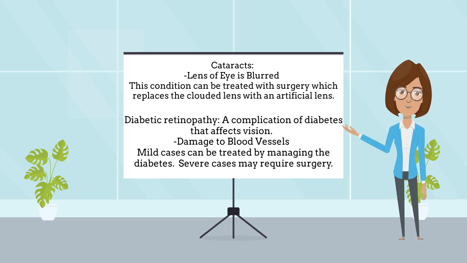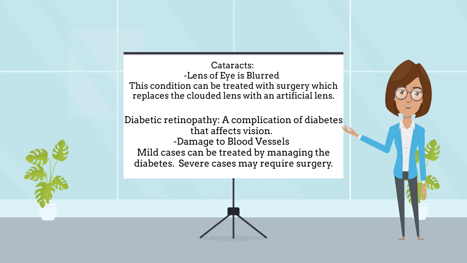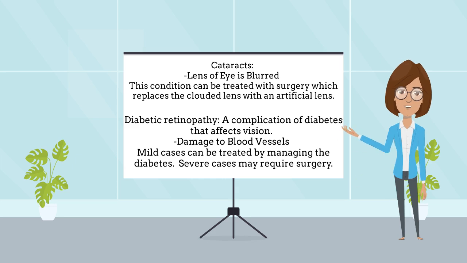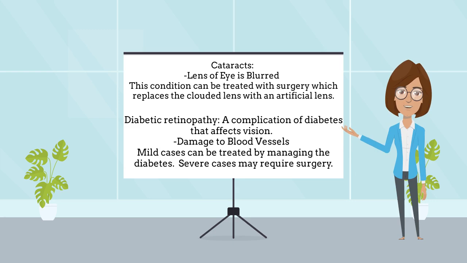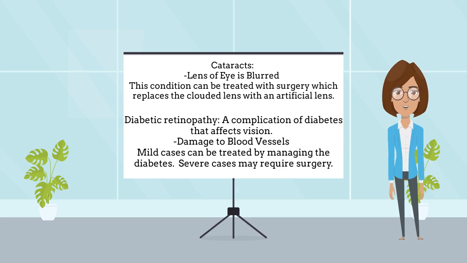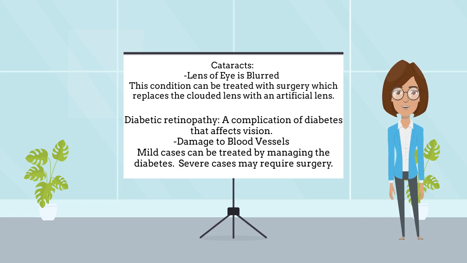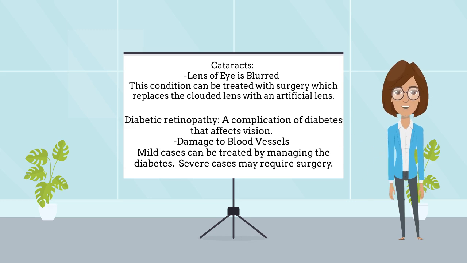The next visual impairment that we're talking about is cataracts. Cataracts is when the lens of the eye, which is in the front just behind the iris, is a little bit blurry. This condition can be treated with surgery, which replaces the lens with an artificial one. Diabetic retinopathy is complications with diabetes, which causes damage to the blood vessels. Mild cases can be treated by managing the diabetes. Other times, surgery is required.